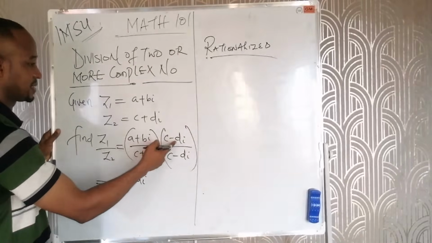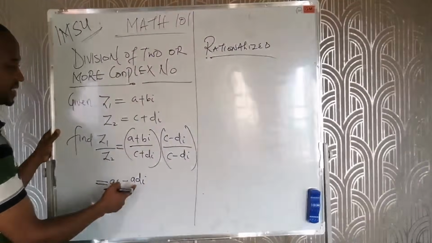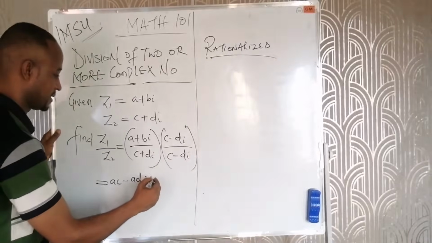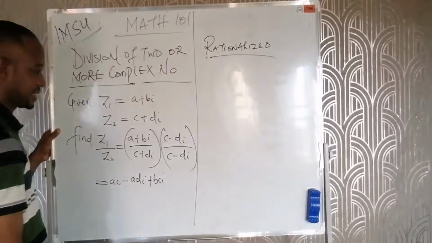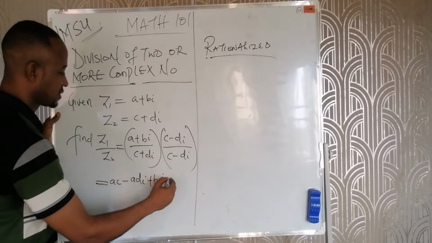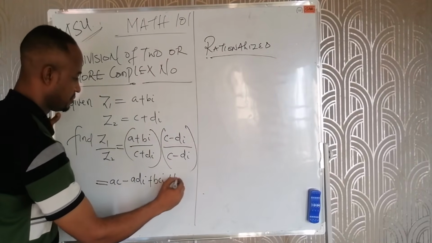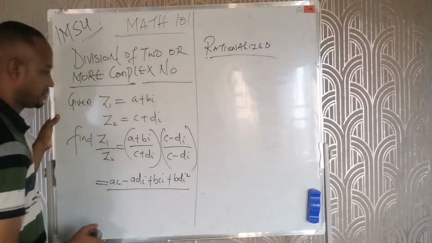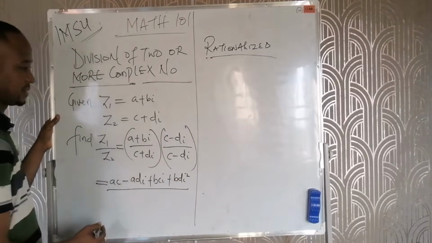Don't forget, A times C is AC. Then A times minus DI is minus ADI. Then BI times C gives BCI. Then BI times minus DI gives plus BDI squared. All divided by C times C, and so on.